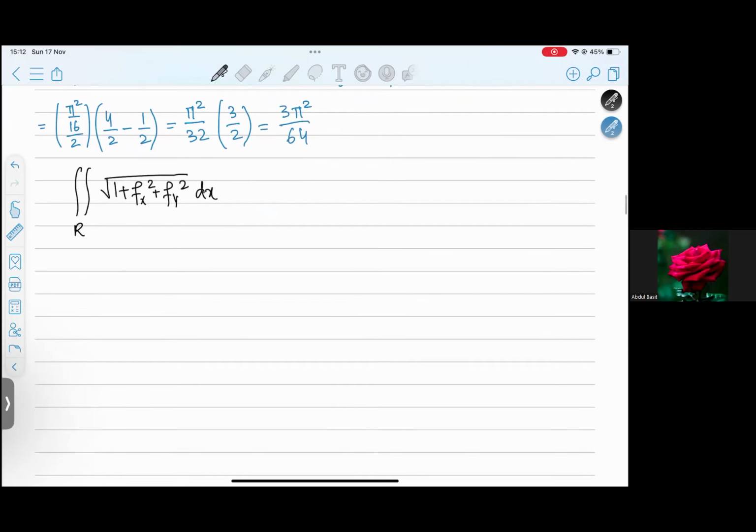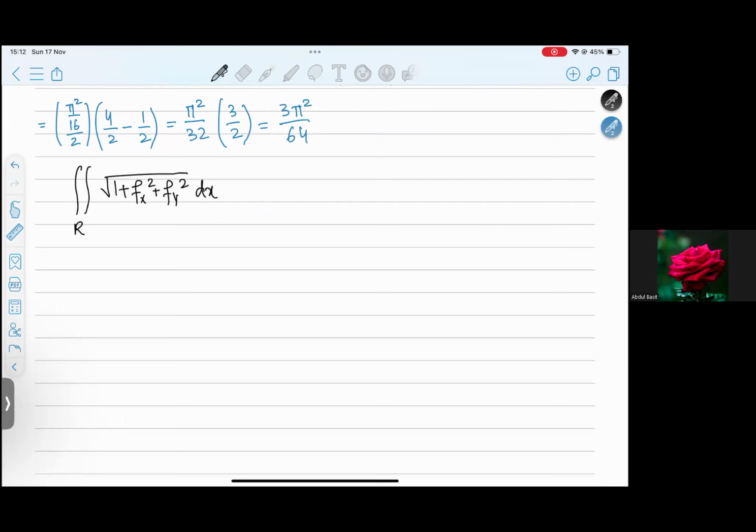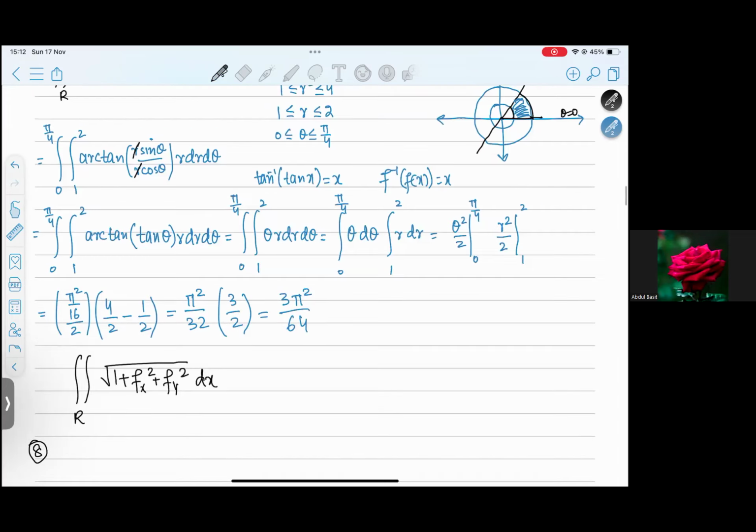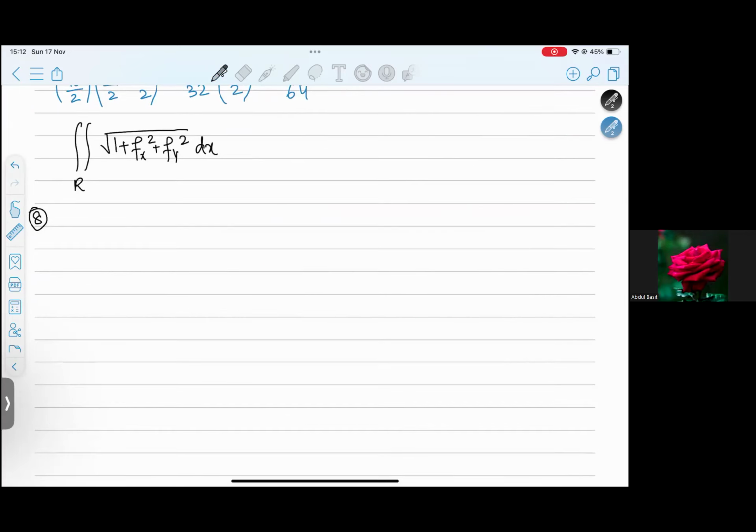Okay, so the question we are having is: find the area of the surface z is equal to 4 minus x square minus y square that lies above the xy plane.